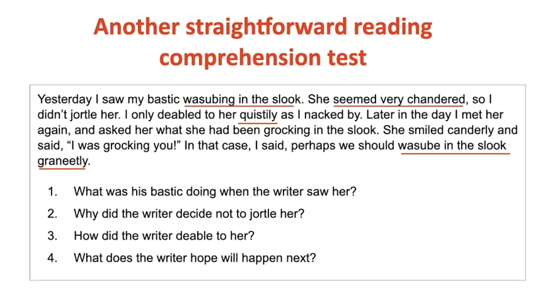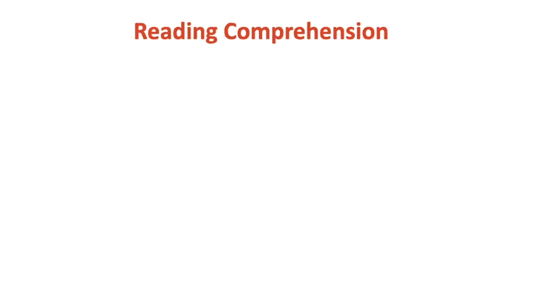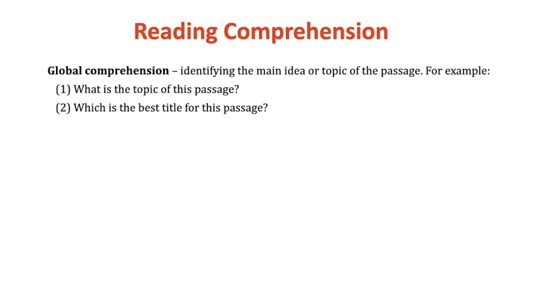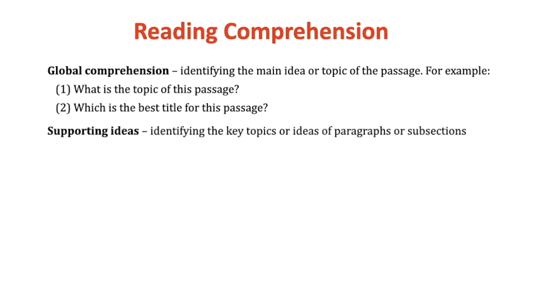Let's now take a detailed look at what testing reading comprehension involves. We can divide reading comprehension into 7 areas or subgroups. First, global comprehension, or identifying the main idea or topic of the passage. Typically, a test item will ask directly about the topic of the passage or perhaps for a title of the passage. Supporting ideas are usually the key topics of paragraphs or subsections.